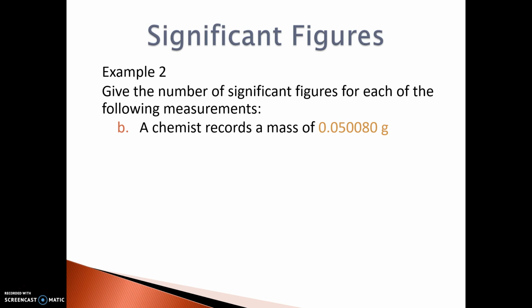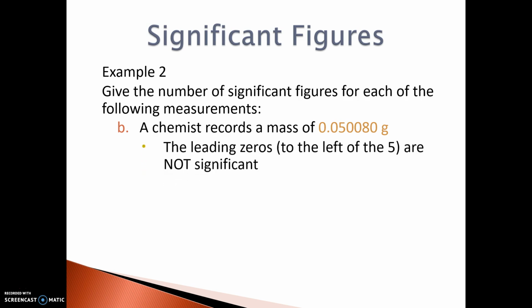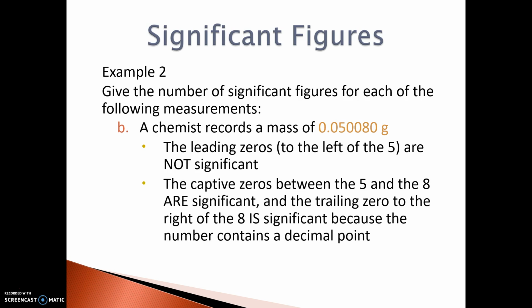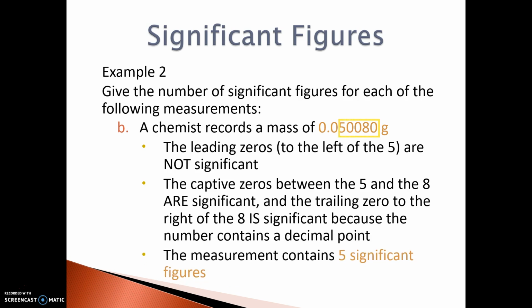A chemist records a mass of 0.050080 grams. Again, the leading zeros are not significant. The 2 zeros between the 5 and the 8 are significant, and the trailing 0 is also significant because the number contains a decimal point. So in total, this measurement contains 5 significant figures.